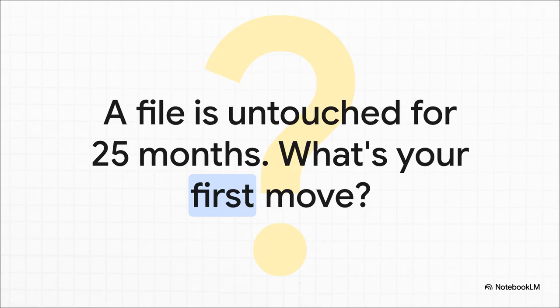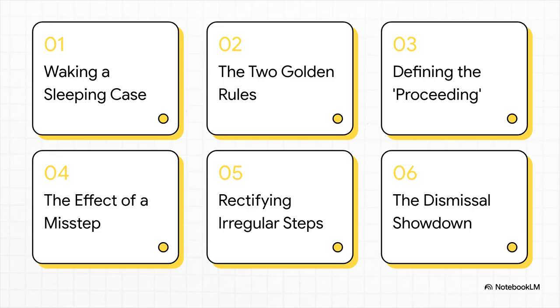Okay, let's get into it. Here's how we're going to break this down. We're going to cover 6 key areas. We'll start with the basics of why this rule exists, then get into the 2 golden rules you have to know. We'll look at what a proceeding actually is, what happens when you mess up, how you might be able to fix it, and finally, the high-stakes dismissal showdown.